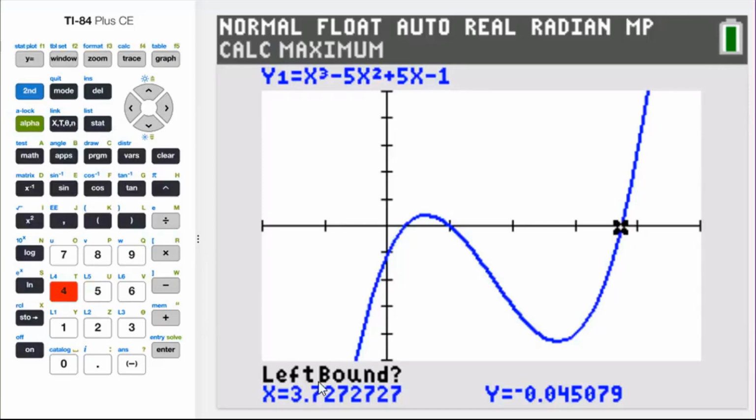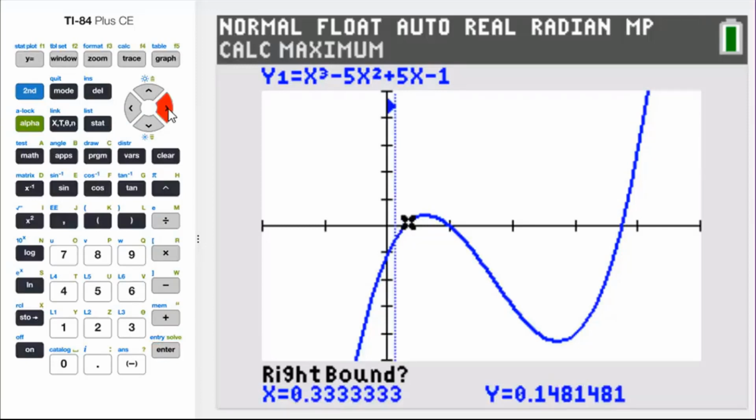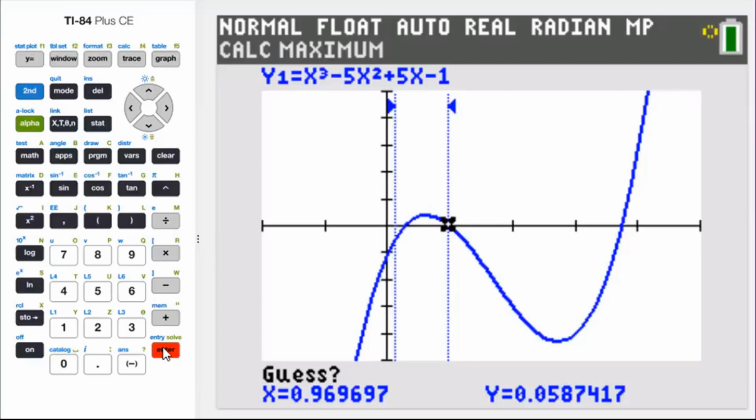Then they ask you left bound. So you have to move the arrow to the left side of this maximum value. Then I put the enter. Then they ask you right bound. That means I need to move this arrow to the right side of this maximum. I put the enter. Then enter.